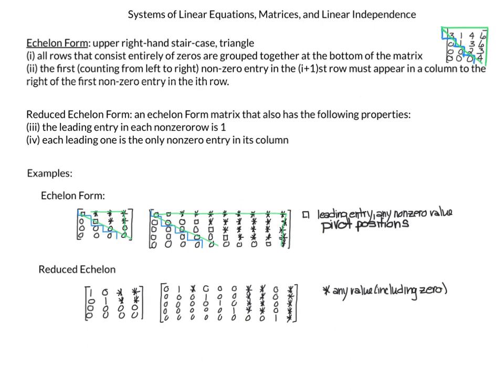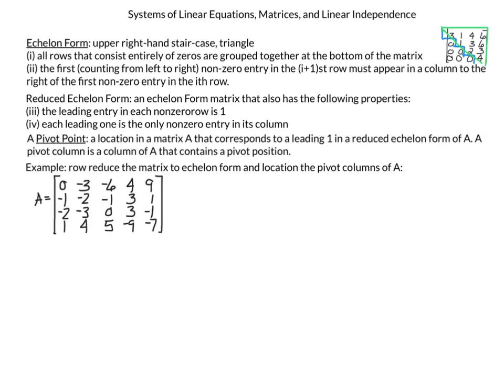For our reduced, we have two reduced echelon matrices here, and the asterisks are any value including zeros. For the reduced echelon form, we have this idea of a pivot point, which is a location in a matrix A that corresponds to a leading 1 in a reduced echelon form. A pivot column is a column of A that contains a pivot position. So we'll use this example to illustrate this.